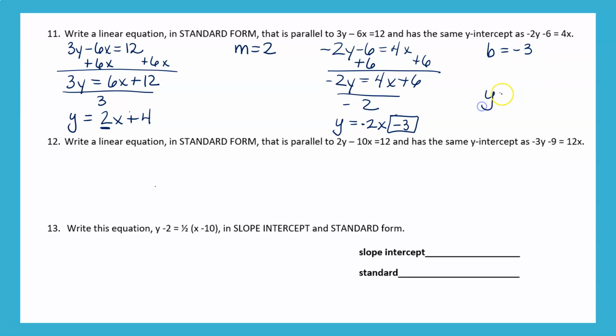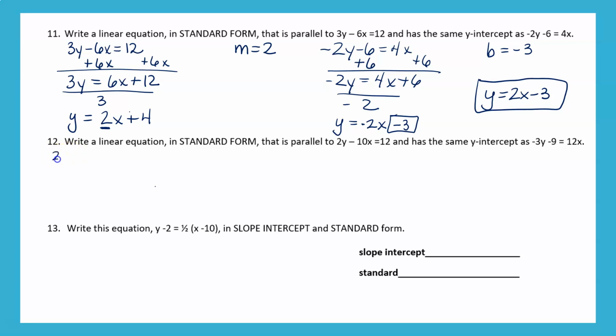So when you put that all together, you have y equals 2x minus 3. Okay, I think we can fit this last one in here. Write a linear equation in standard form that is parallel to 2y minus 10x equals 12 and has the same y-intercept as negative 3y minus 9 equals 12x.